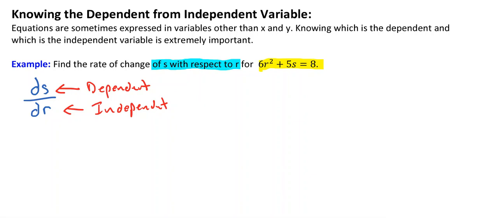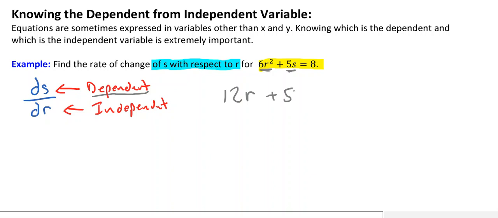So let's do that. So here, 6r squared, we want to take the derivative of that. Well, R is the independent variable. So that's simply going to be 2 times 6 is 12r. However, 5s, s is the dependent variable now. So the derivative of that would be 5 times s prime. And then 8 is just the constant. The derivative of the constant is 0. And now we just solve this for s prime. So we have 5s prime is equal to negative 12r, or s prime is negative 12r over 5.